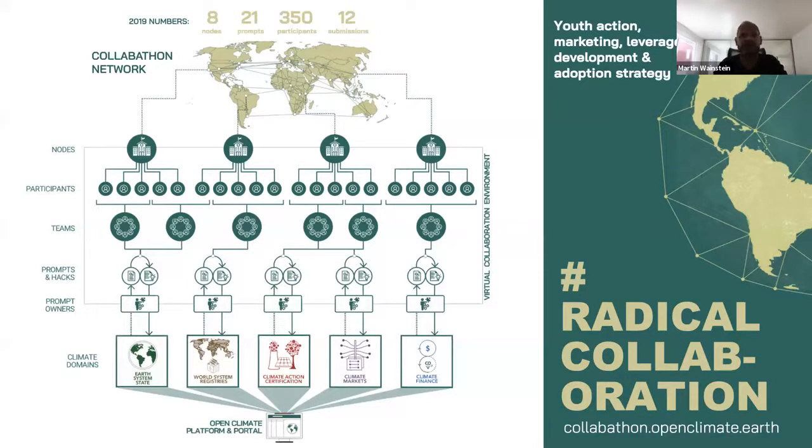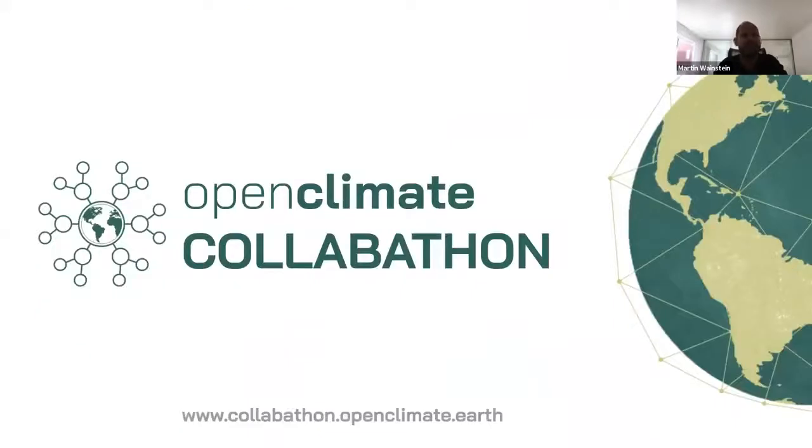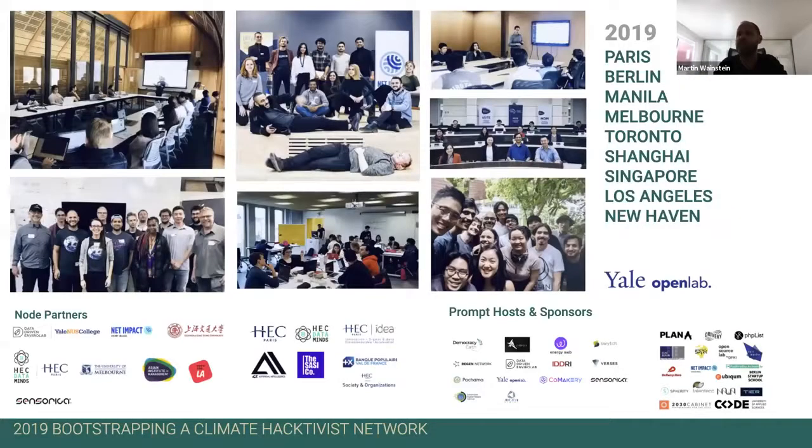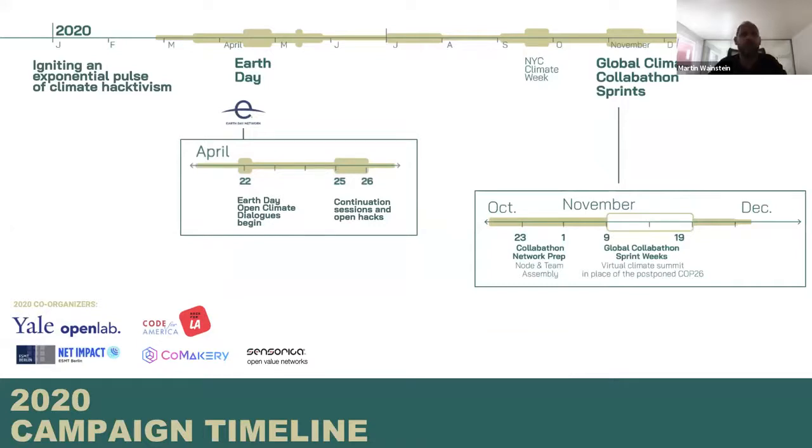So hackathons, normally teams are competing against each other. Here, they have to collaborate and build different pieces of the same puzzle. And that was the launch of the Collaborathon last year, with our first great proof of concept in some sense. Last year with Paris, Berlin, Manila, Melbourne, Toronto, Shanghai, Singapore, LA, New Haven, people all around the world working in their different corners on the common problem. And so this year, we did a more expansive timeline. We launched on Earth Day the series of open climate dialogues that actually have inspired the format for today's session.